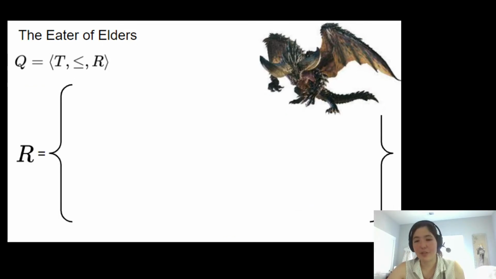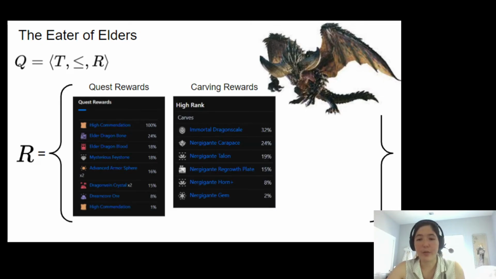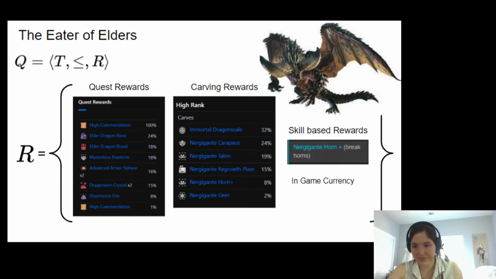The next thing I want to do is talk about the rewards. So there's some quest rewards here, and you can see there is a distribution that exists with the rewards for the quest. There's also the carving rewards. So these are the reward items that are given to the player when they're doing the carving. There's also skill-based rewards. So this only happens if the player actually breaks the Nergigante horn, then they will receive the Nergigante horn item. So they have to be skilled enough to actually be able to get that reward. And lastly, there is some in-game currency.